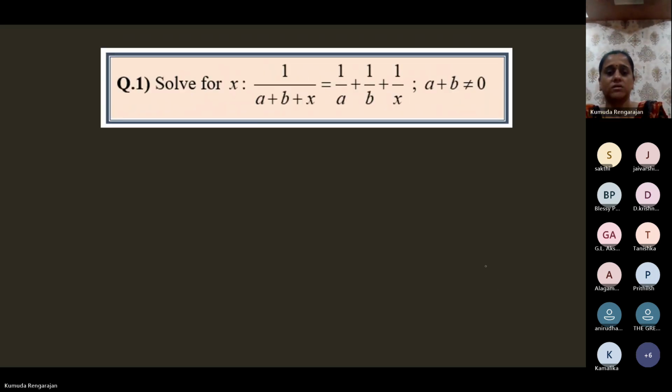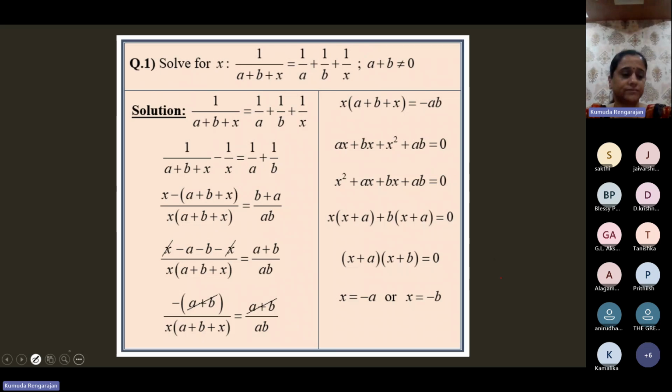Okay, so this is the first one. Solve for x. You can see the equation here. So write down the equation given. That's the first step. Then have the x terms on one side.